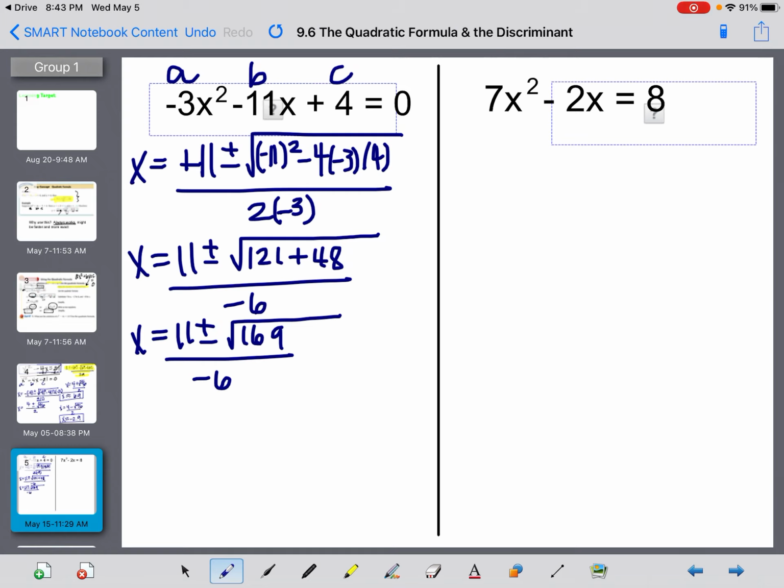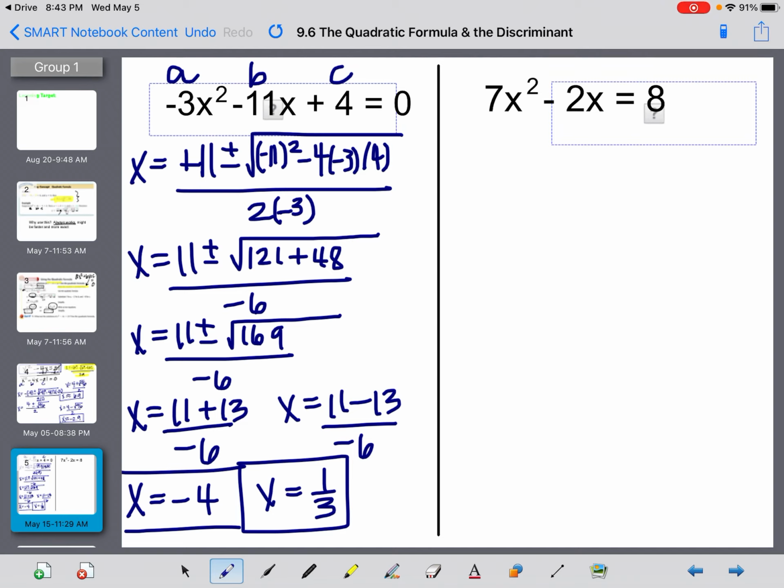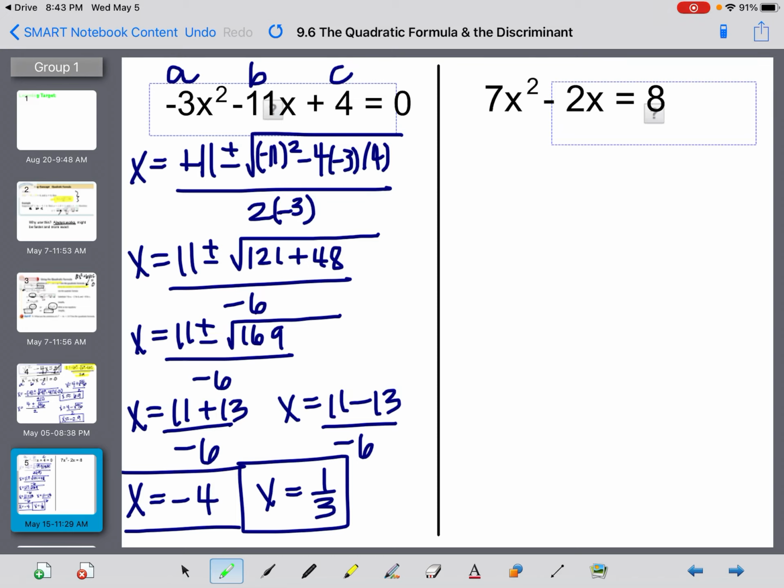So now here I can split. 169 is a perfect square, so I can do that one real easy. We'll have x is equal to 11 plus 13 over negative 6, and x is equal to 11 minus 13 divided by negative 6, which is going to tell me that x is equal to negative 4, and x is equal to a positive 1/3. Two solutions.